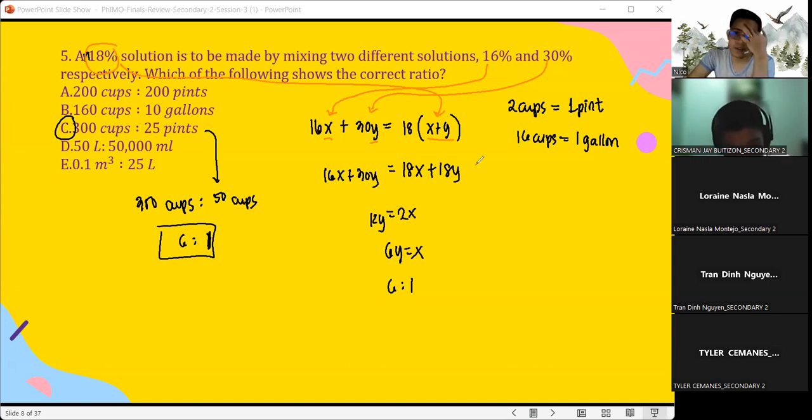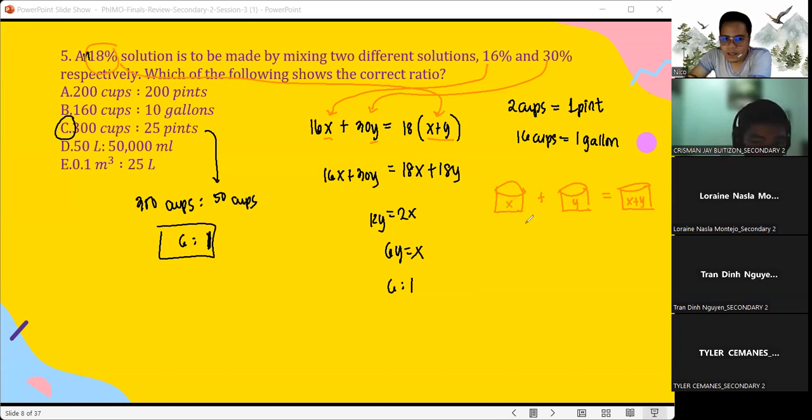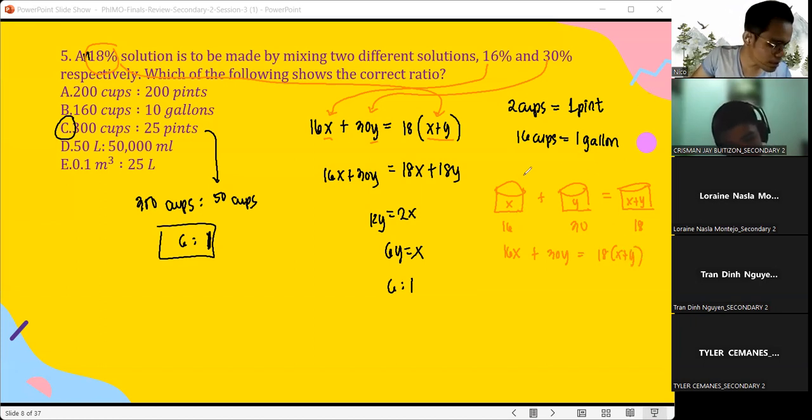So before, I used the one glass illustration method like that. Maybe it's useful also to you. So if this is x, this is y. This is x plus y. If this is 16%, this is 30%, then this is 18%. Then just multiply 16x, 30y, 18 times x plus y. So the x and y there are the volumes. Okay.